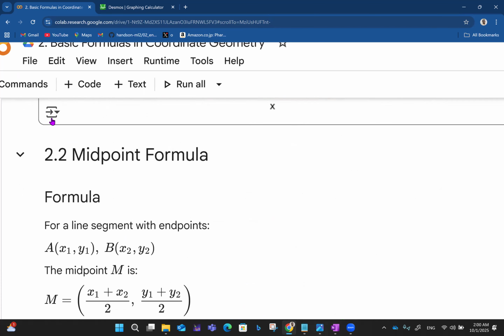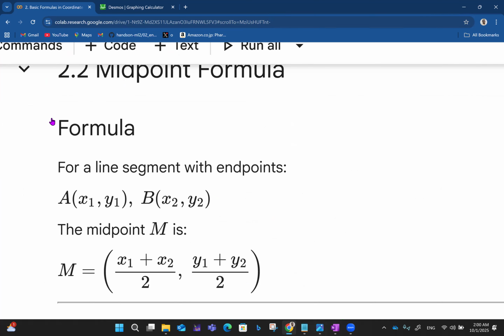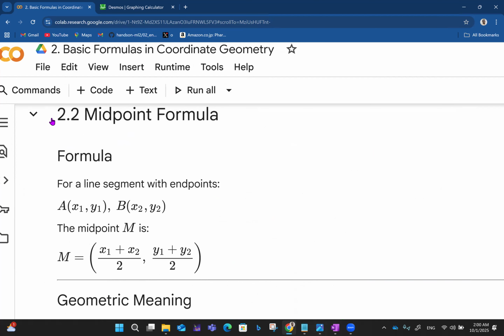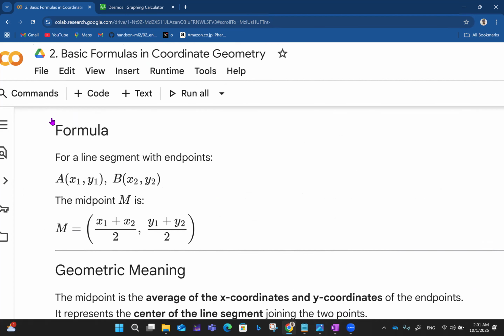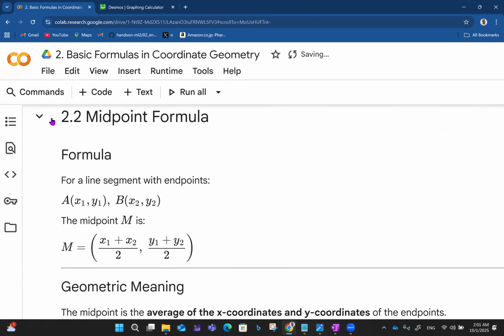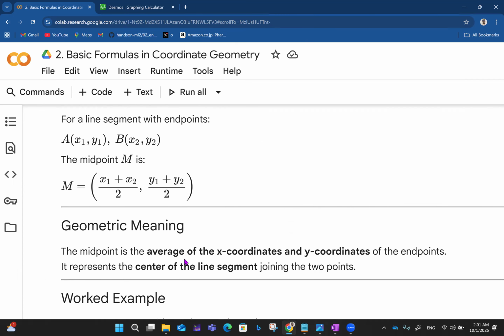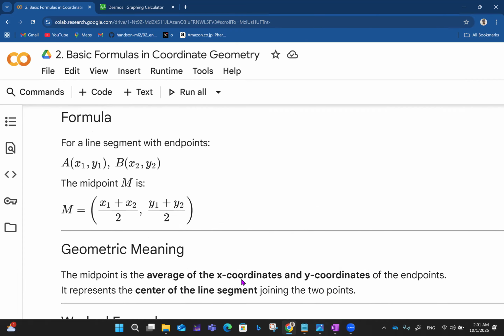Another formula is the midpoint formula. It's more like we want to get the midpoint of a line, right? So for a line segment with endpoints A (x1, y1) and B (x2, y2), the midpoint M is ((x1 plus x2) over 2, (y1 plus y2) over 2). The geometric meaning of this is the average of the x coordinates and y coordinates of the endpoints; it represents the center of the line segment joining the two points.